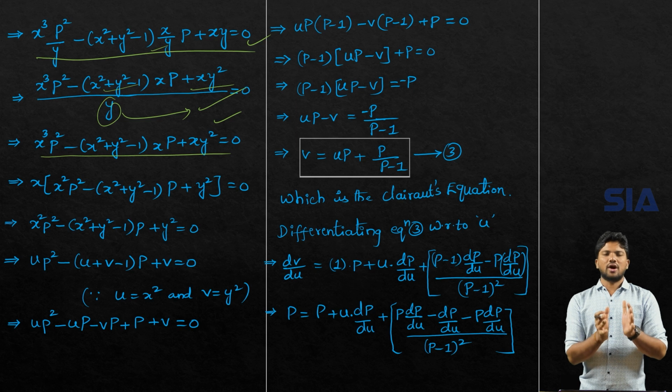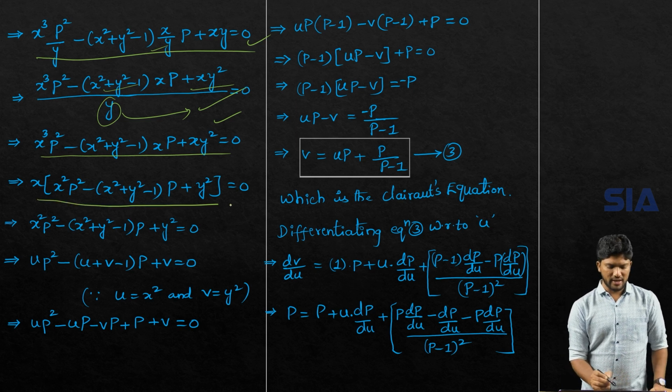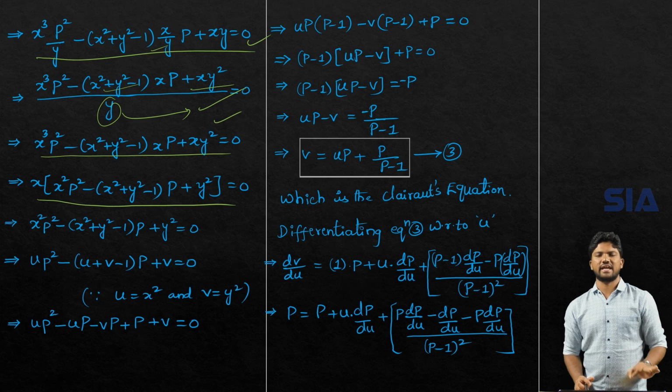Now take small x value common from that above equation. So take small x value. Why? Because small x is involved in each and every term, no? So therefore take small x common.